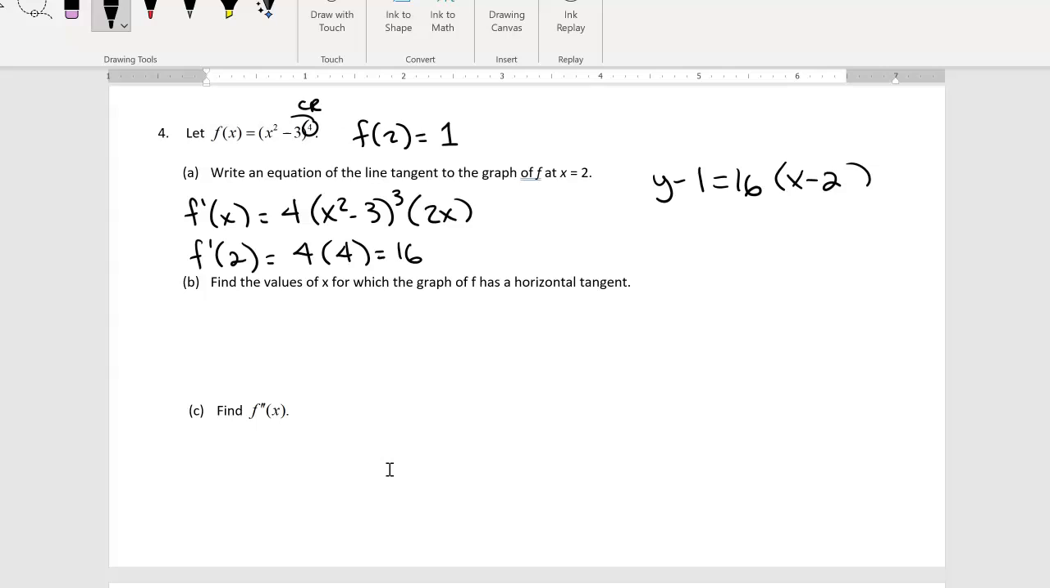Find the values of x for which the graph of f has a horizontal tangent. We know that the slope of a horizontal tangent is 0, so let's set the derivative equal to 0.